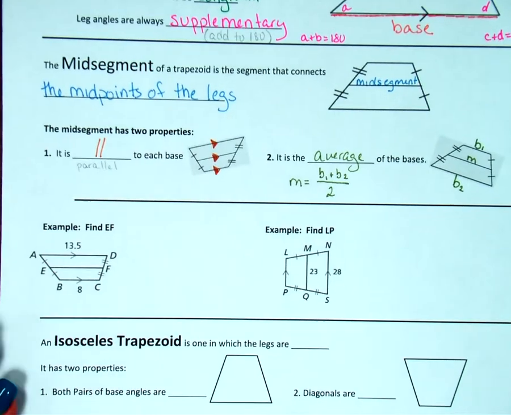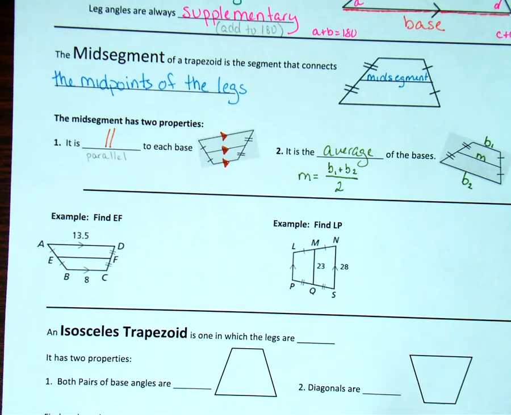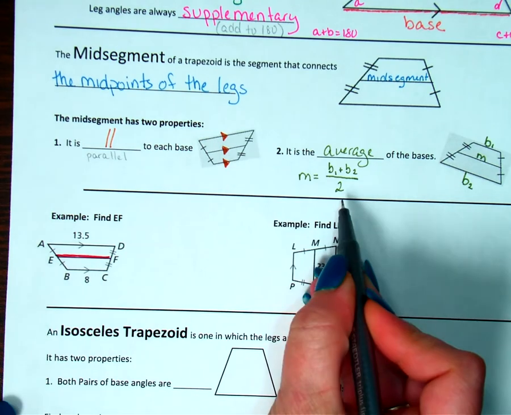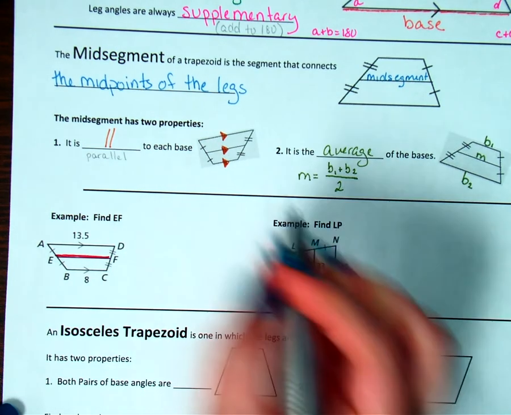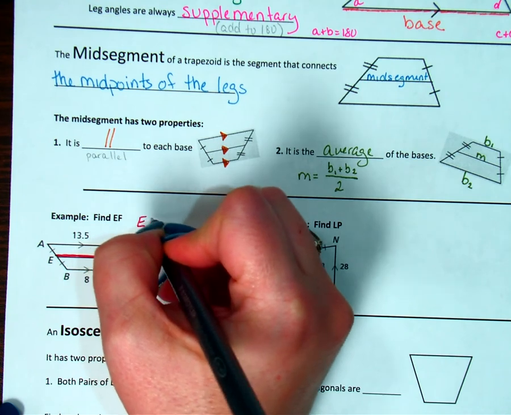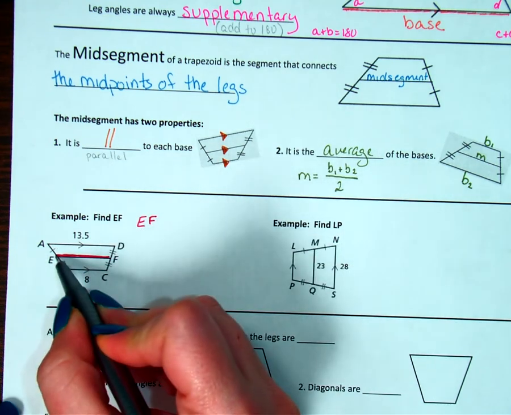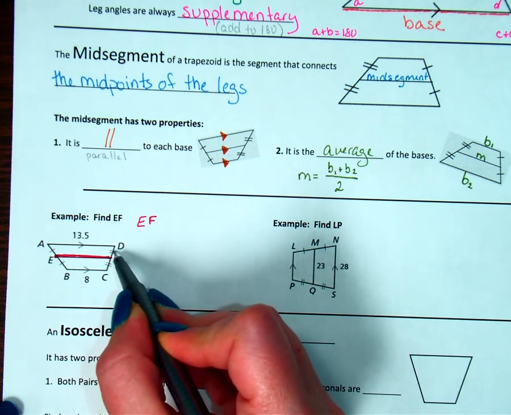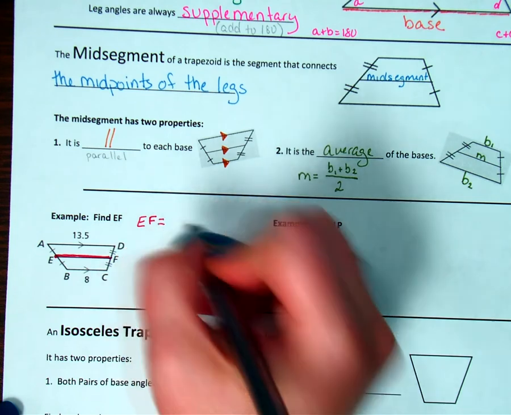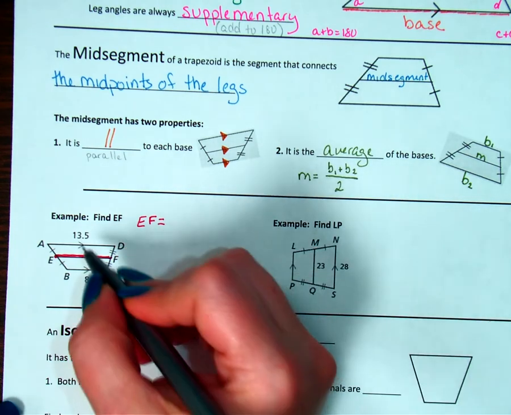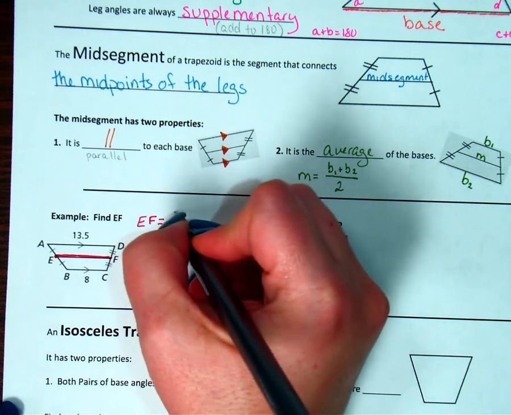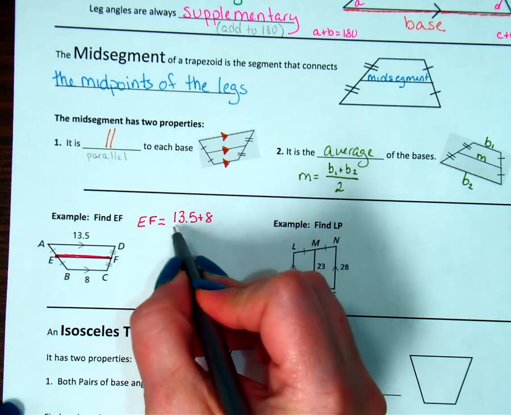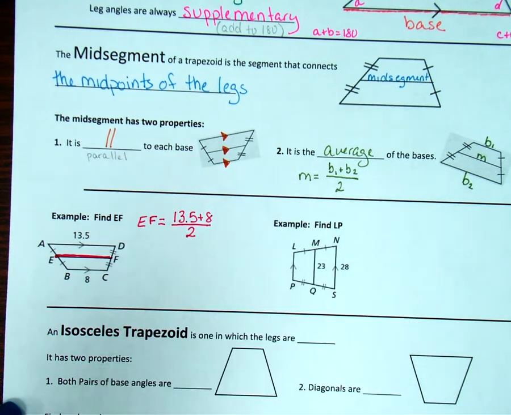My first example says to find EF. So I want to know how long this midsegment is. I know it's the average of the two bases. EF is the midsegment, and I know it's the midsegment because I can tell that's a midpoint because single tick mark, single tick mark. That's a midpoint, double, double. To find the average, you add your numbers, 13.5 and 8, and then you divide by how many there are. And there are only two bases, so we're always going to divide by 2.